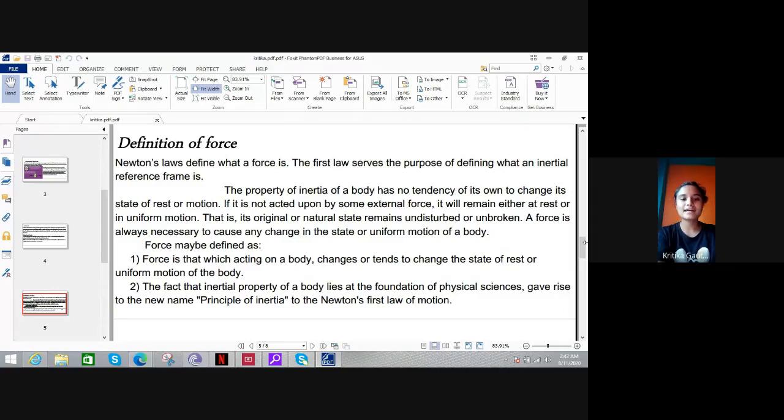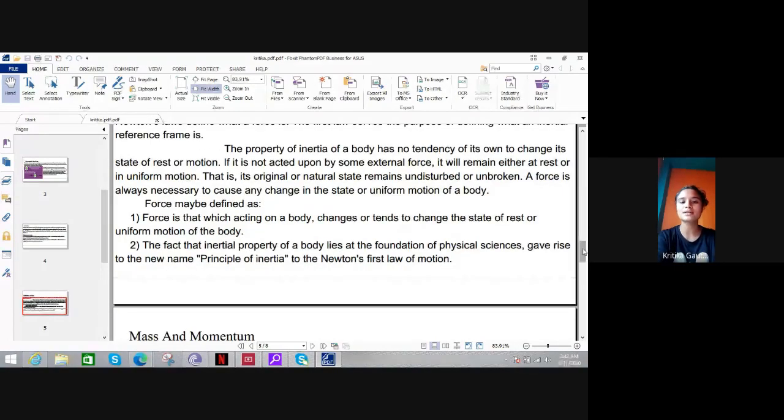Force may be defined as that which, on an acting body, changes or tends to change the state of rest or motion of the body. The fact that the inertial property of a body lies at the foundation of physical science gave rise to the new name, principle of inertia, for Newton's first law of motion.